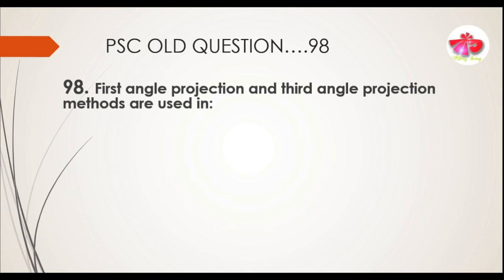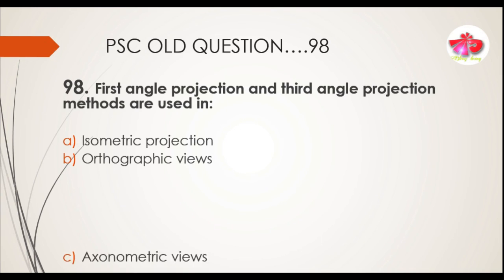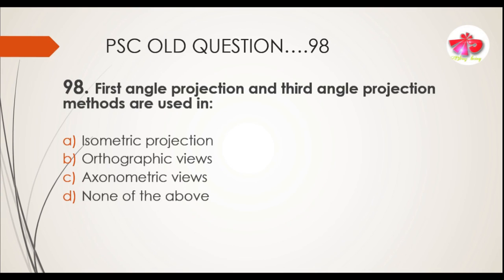Question number 98. First angle projection and third angle projection methods are used in: option A, isometric projection; option B, orthographic views; option C, axonometric views; and option D, none of them. So friends, first angle projection and third angle projections are used in orthographic views.